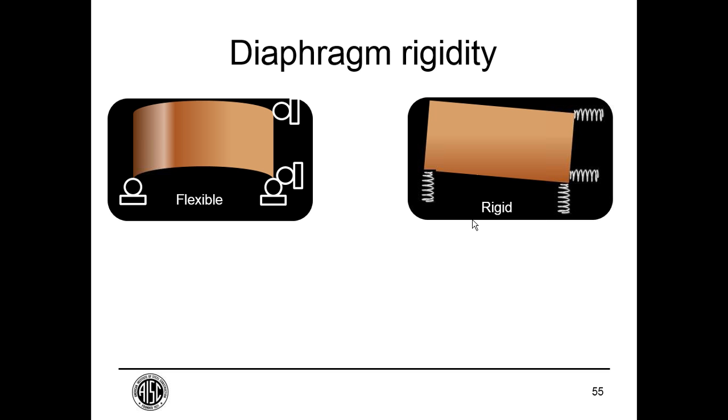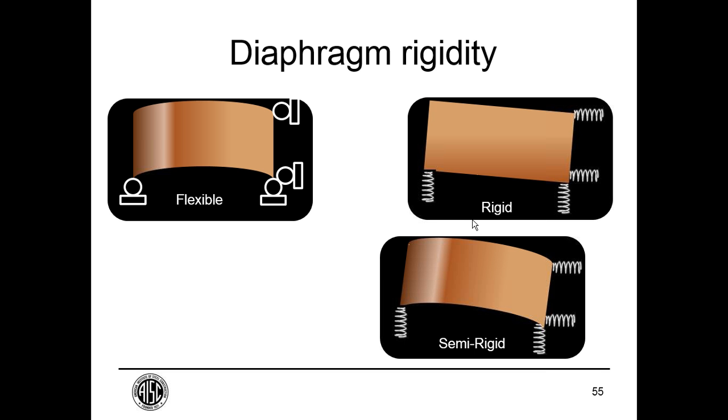Now, in between that, we might have a diaphragm whose flexibility is comparable to the flexibility of the frames, in which case for building analysis we are told we need to consider simultaneously the flexibility of the diaphragm and the flexibility of the frames. And we call that diaphragm semi-rigid. It is a finite flexibility, something that we can put in a three-dimensional building model.